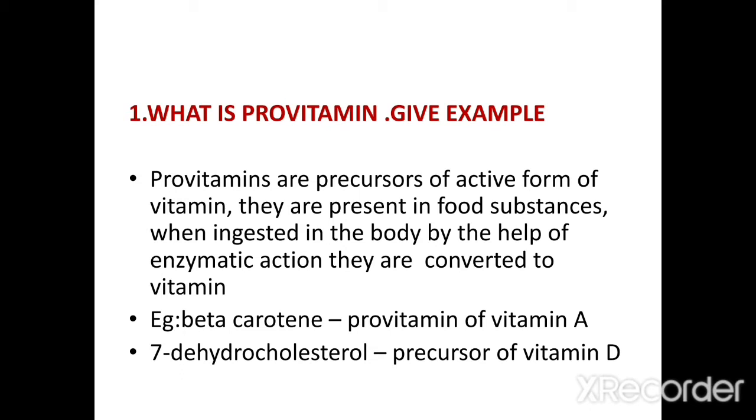Beta carotene is a provitamin of vitamin A and this is present in plant sources, and when ingested in the intestinal mucosal cell, an enzyme beta carotene dioxygenase converts it into retinol. And 7-dehydrocholesterol is the precursor of vitamin D. So these are the examples for provitamin. One is beta carotene, which is a provitamin form of vitamin A, and 7-dehydrocholesterol is the precursor of vitamin D.